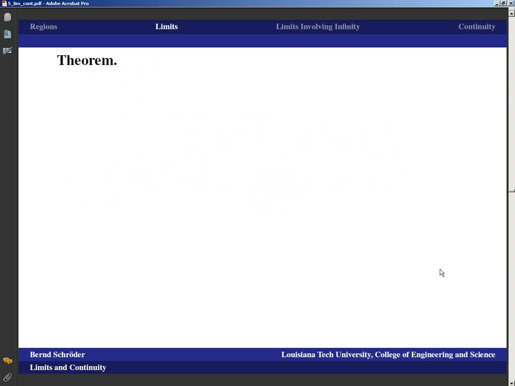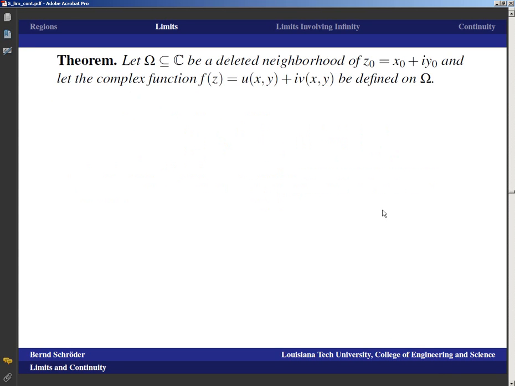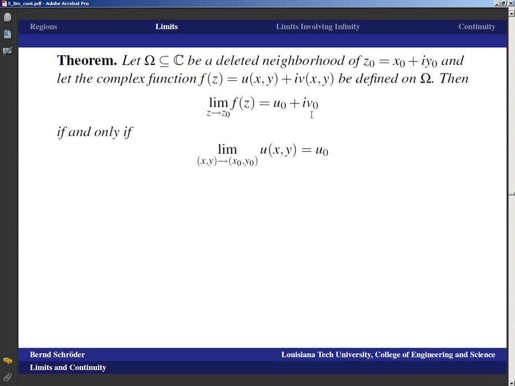Okay, now we've got some theorems about limits, and these theorems are supposed to help us in, of course, computing limits. So let omega be a deleted neighborhood of z0, which is again x0 plus iy0, and take the complex function f equals u plus iv, defined on omega. Then the limit of f is u0 plus iv0, if and only if the limit as (x,y) goes to (x0,y0) of u is u0, and the limit of v as (x,y) goes to (x0,y0) is v0.